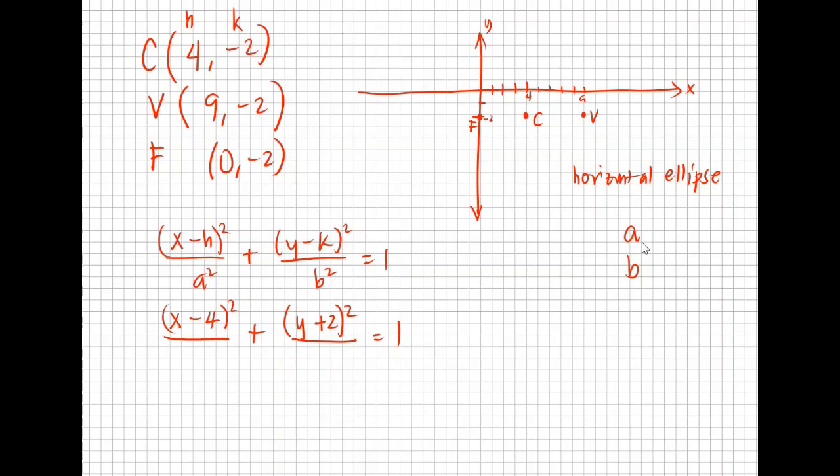So for a, since a is the distance from the center to the vertex, what is the distance between the center and this one vertex? We have 9 minus 4, we have 5 units. So a squared is equal to 5 squared, which is 25. And since we have c here, which is the distance from the center to the focus, we have 4 minus 0, since x here is 0, so we have 4. So c squared is equal to 16. From here, using the formula, c squared equals a squared minus b squared.